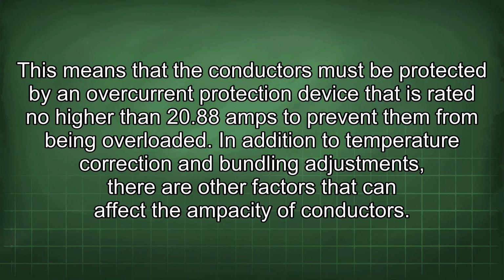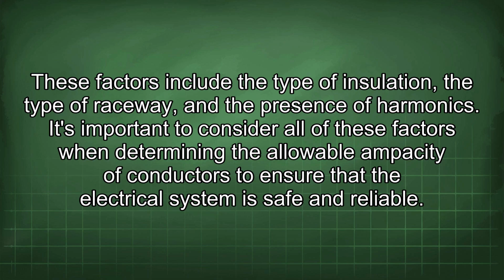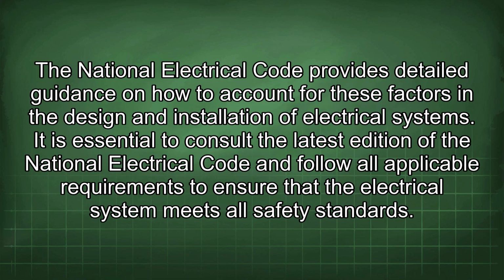In addition to temperature correction and bundling adjustments, there are other factors that can affect the ampacity of conductors. These factors include the type of insulation, the type of raceway, and the presence of harmonics. It's important to consider all of these factors when determining the allowable ampacity of conductors to ensure that the electrical system is safe and reliable. The National Electrical Code provides detailed guidance on how to account for these factors in the design and installation of electrical systems. It is essential to consult the latest edition of the National Electrical Code and follow all applicable requirements to ensure that the electrical system meets all safety standards.